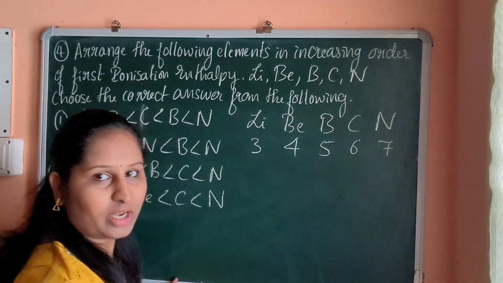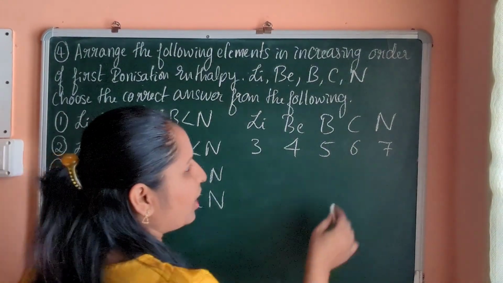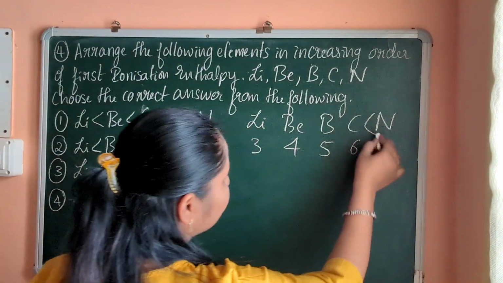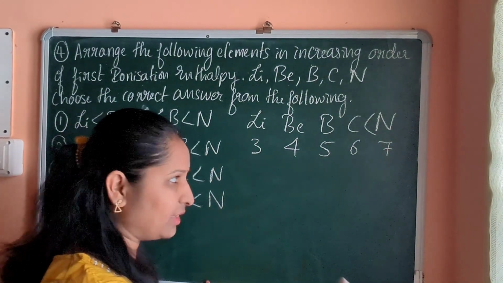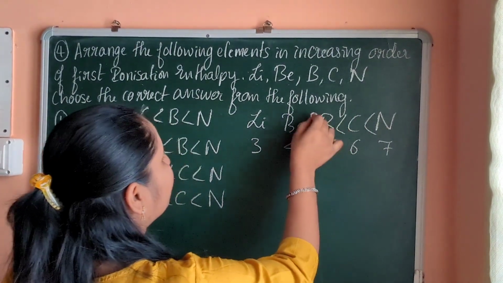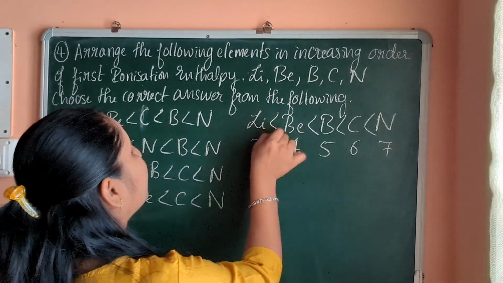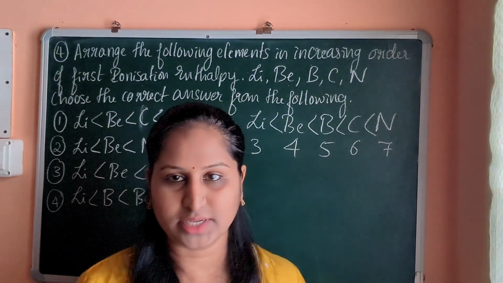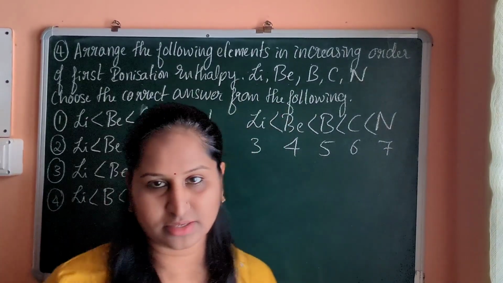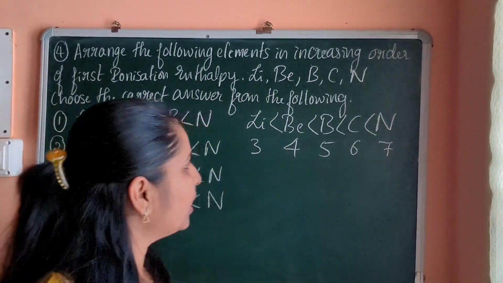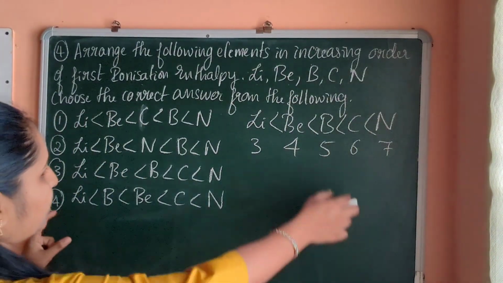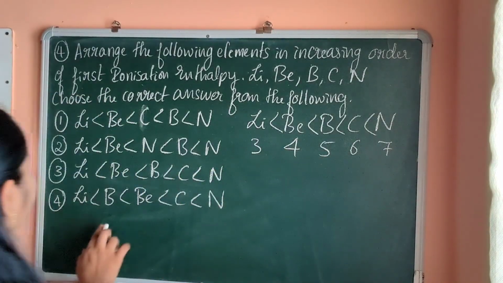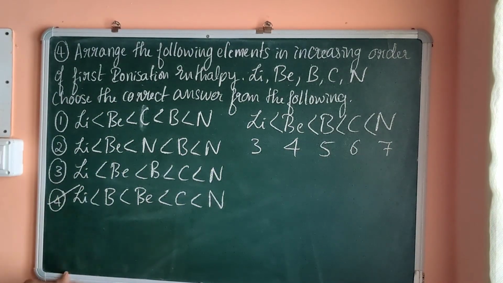So accordingly, ionization enthalpy should increase from left to right of the periodic table, and hence nitrogen should have the highest first ionization enthalpy, then carbon, then boron, then beryllium and then lithium. Accordingly, like this, according to the trend. But we have to consider some more things here, that is the electronic configuration. So this is not the answer. I am considering the fourth option as the answer.